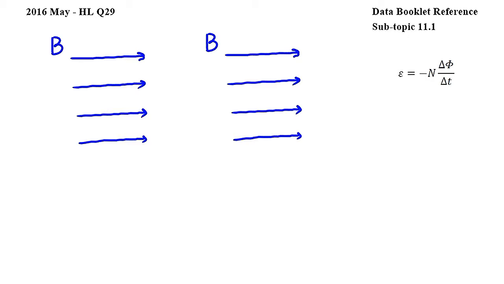coil. So imagine that we are looking at the coil from sideways. We can see that in this position no magnetic field lines penetrate the area of the coil, and as a result magnetic flux is equal to 0.